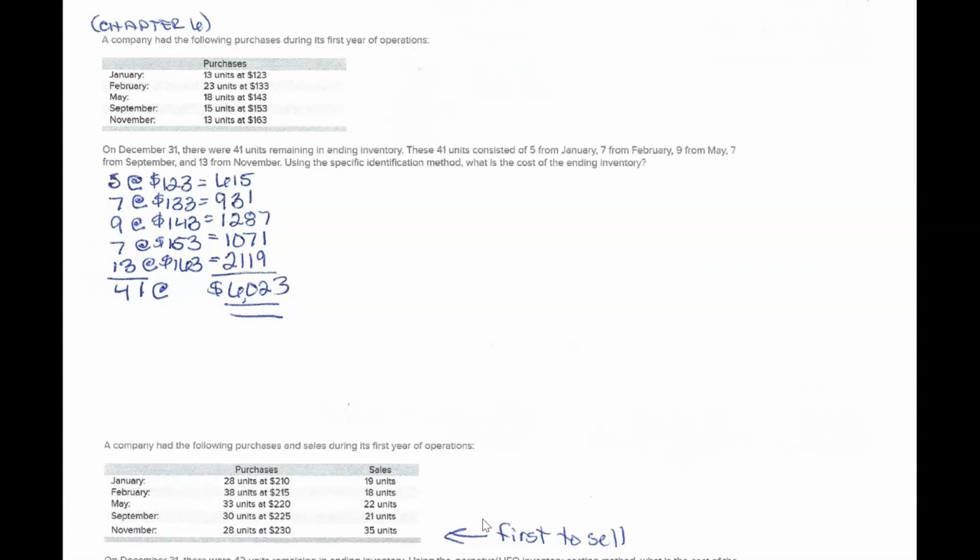Okay, Chapter 6. Chapter 6 is on ending inventory methods. So here we're looking at specific ID. We're given the information for all of the purchases up top here in the table. And then down here we're told that there are 41 units remaining in ending inventory. We just need to figure out what those are. They tell us that the 41 units consist of 5 from January, which was purchased at $123. So 5 at $123.